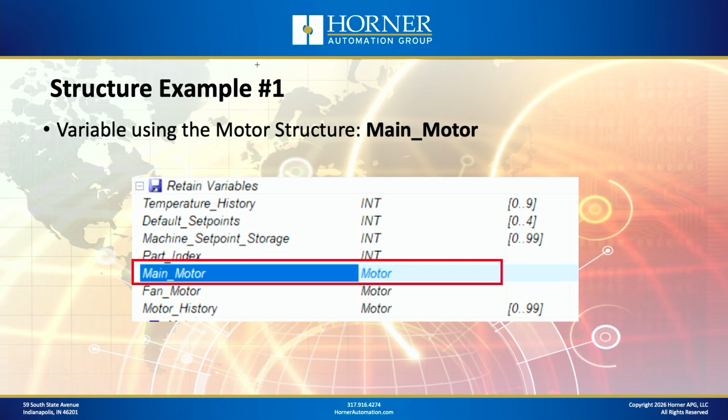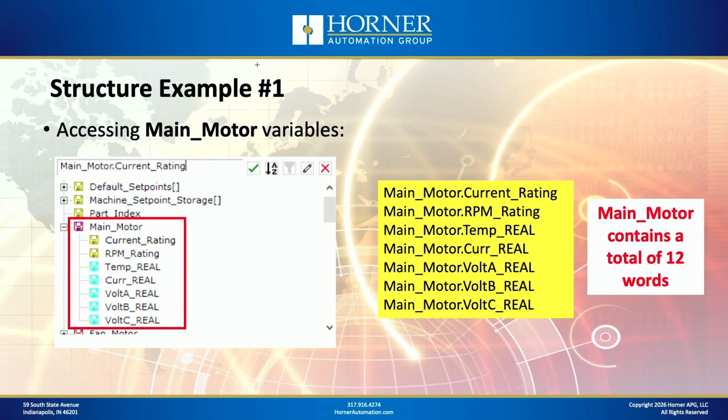After you've created a structure, then what you can do is create variables that use that structure. So on the screen here, I have a snapshot from the program variable window that shows I have created 3 different variables that use the structure motor: main motor, fan motor, and motor history. And if you look carefully at motor history, you'll see that that is an arrayed variable with a dimension of 100.